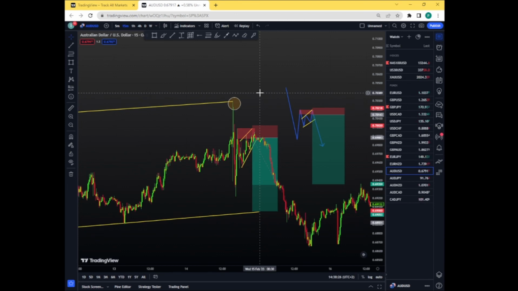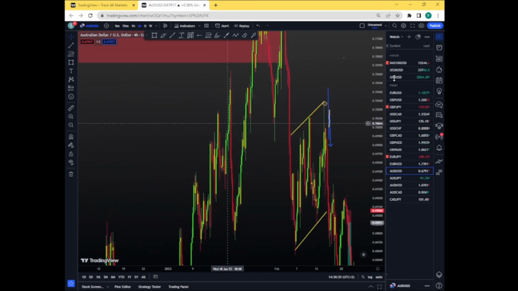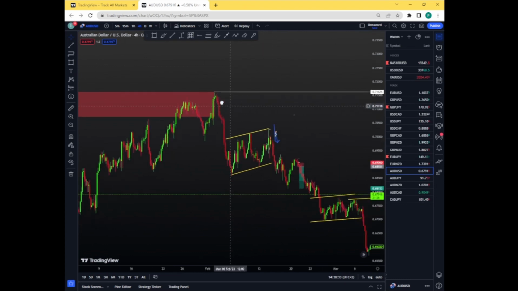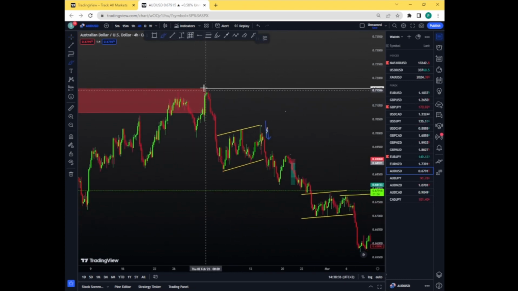Let me go back straight to our 4 hours so that you can remember which level we were at and which level we took this trade. Remember that we had an impulse and a continuation. On the third touch of the continuation, that's when we entered our 15-minute entry.